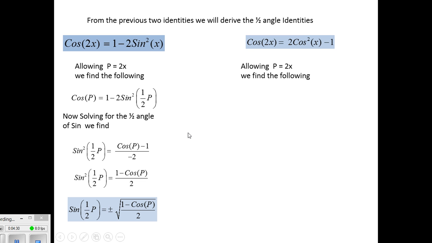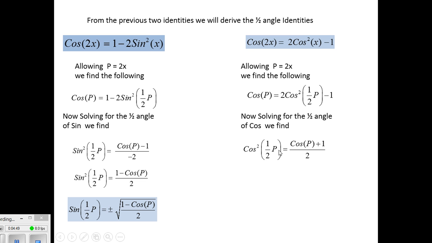We can use the same rationale over here to come up with the half angle formula for the cosine, again doing the prescribed substitution here. Now we're going to isolate this for the cosine of the half angle, and hopefully you can see that. Just simply add 1, divide by 2, then we take the square root, and now we have the half angle formula for the cosine, and the half angle formula for the sine.